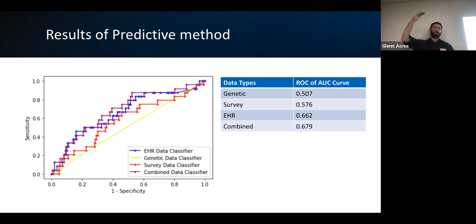EHR was really good. And our idea was, how can we just add to EHR? So when we combine the other two, genetic and survey data, we get this final curve, that purple curve, that sits on top of the EHR curve most of the time and has a better rate of change overall. Which just means this prediction method has improved on our regular EHR method in most cases.